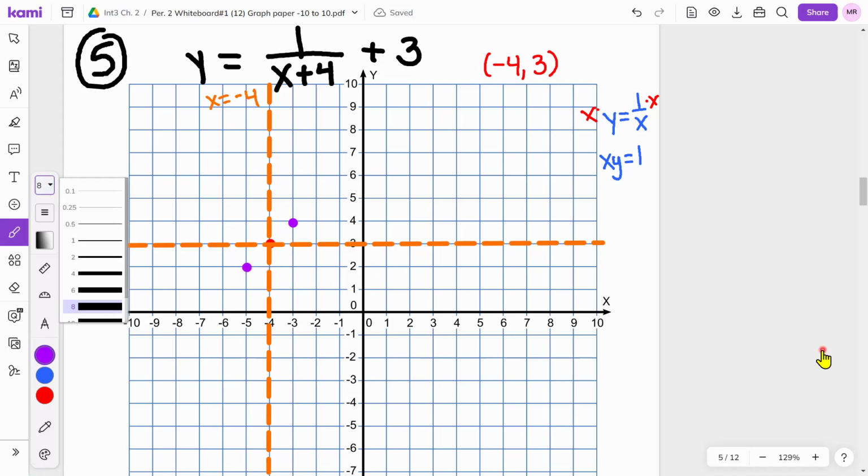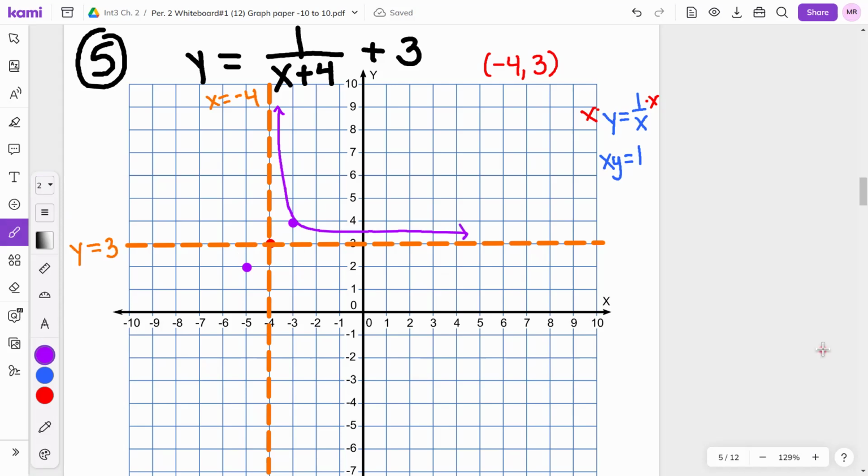And then remember, these are the branches. I showed us how to do it with 12 over x the other day. And so then you're just going to draw it, getting closer and closer to these asymptotes, going through this point. And that's your reciprocal function.